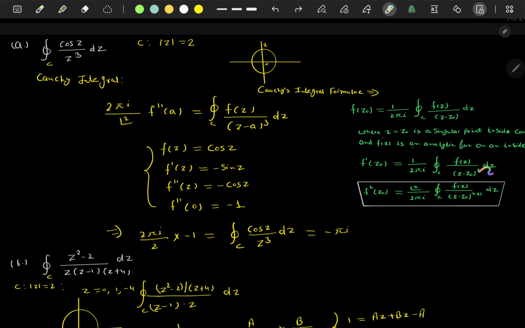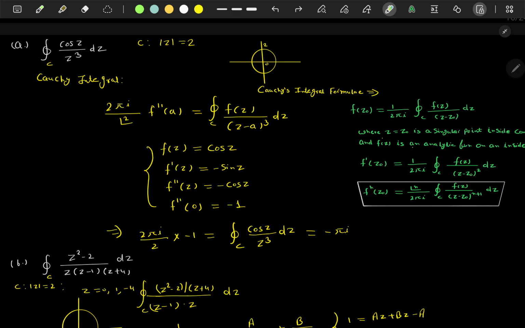And if the powers of the denominator have order 2, 3, like n plus 1, then we do differentiation n minus 1 times, if the power is n in the denominator. Like here the power is 2, so we will differentiate the function 1 time, and the same formula will be applied. So you can see z equal to 0 lies inside, and here the power is 3.